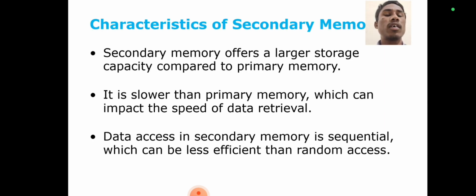Then further we discuss characteristics of secondary memory. It offers larger storage capacity compared to primary memory. Large disks are used by big companies that can store huge amounts of data. Small companies can only store a small amount of data. It can be slower than primary memory, which can impact the speed of data retrieval. Data access in secondary memory is sequential, which can be less efficient than random access.